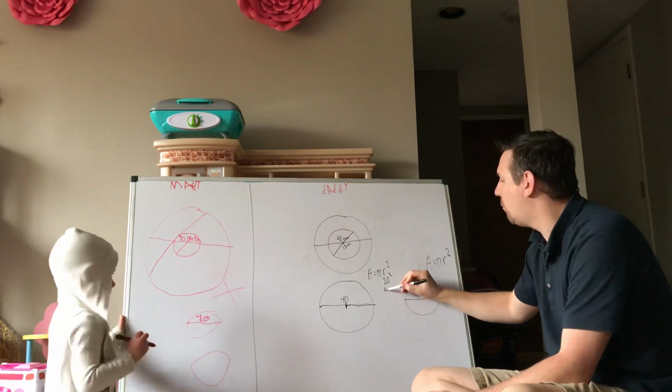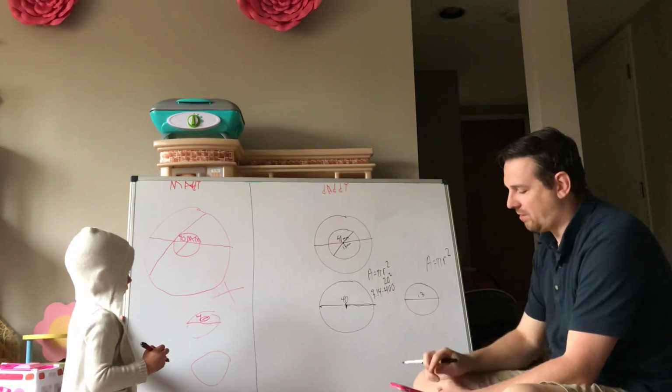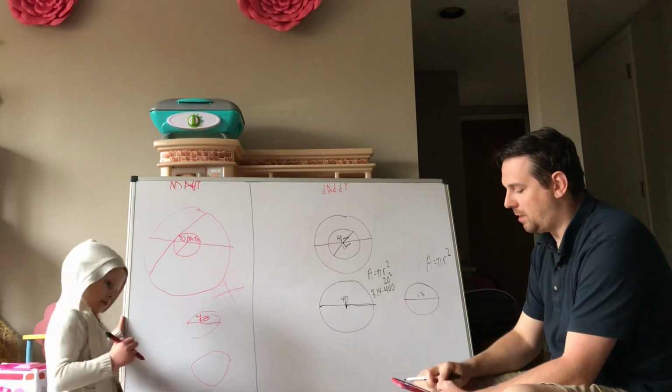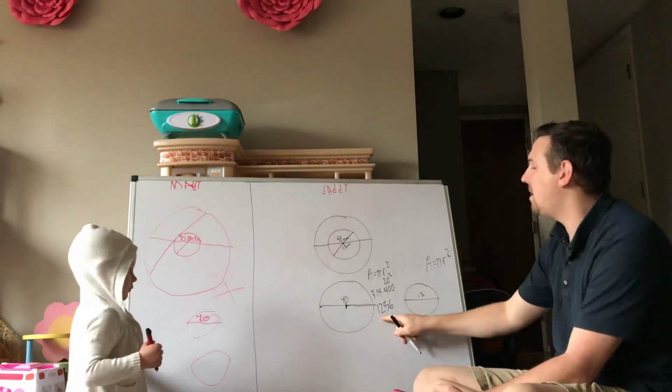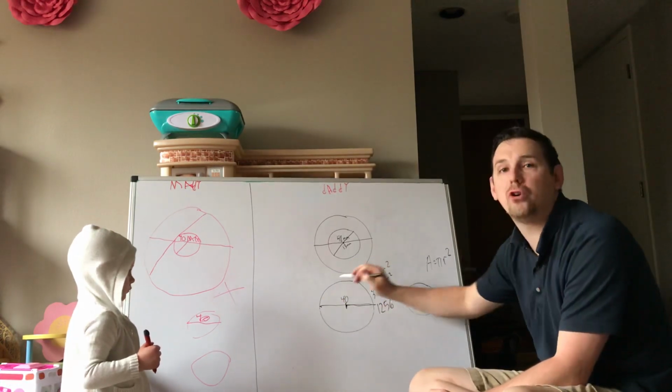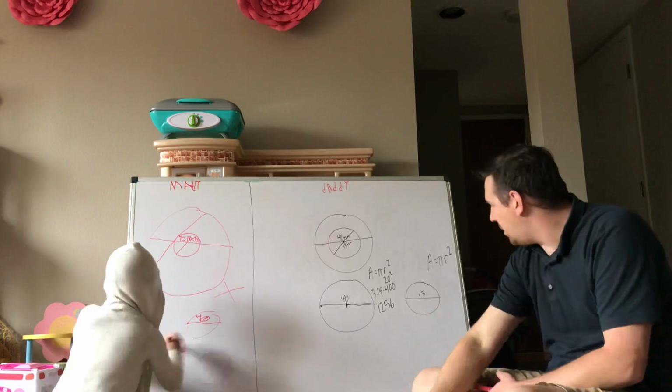20 times 20, 400. 400 times pi. I believe that's 1256. 1,256. That would be the area of the whole circle. We need the hole in the donut.